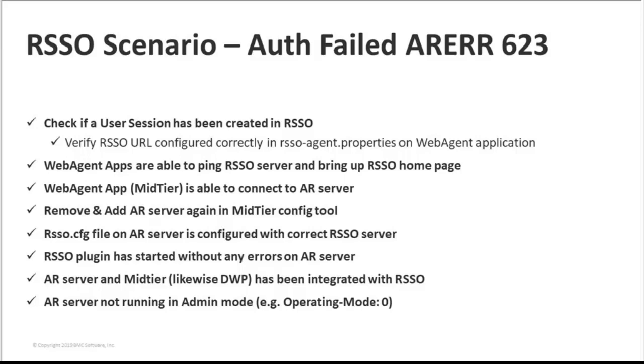All right. Then, is the RSSO config file on the AR server configured with the correct RSSO server? So let's say now you are able to get to the AR server from Midtier, but the AR server is not able to connect to the RSSO server. That's when you would go to the RSSO config file and find out if the proper RSSO server has been configured in this file. You are able to ping this server. You're able to telnet the port. You're able to maybe open this RSSO homepage on the AR server and see if that works.